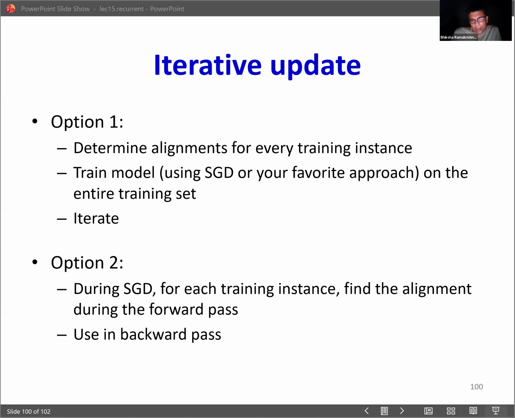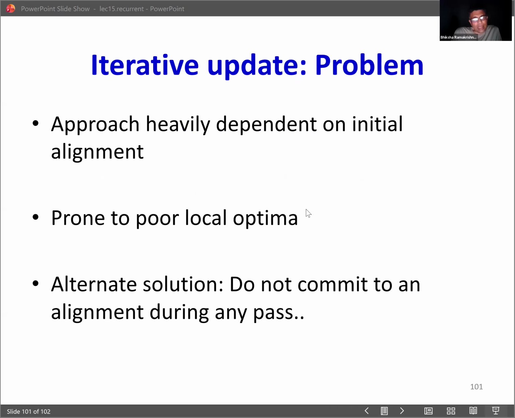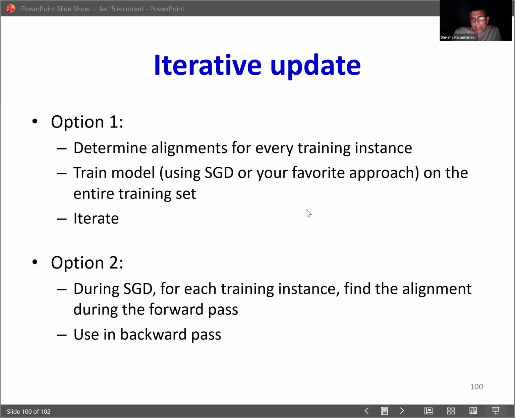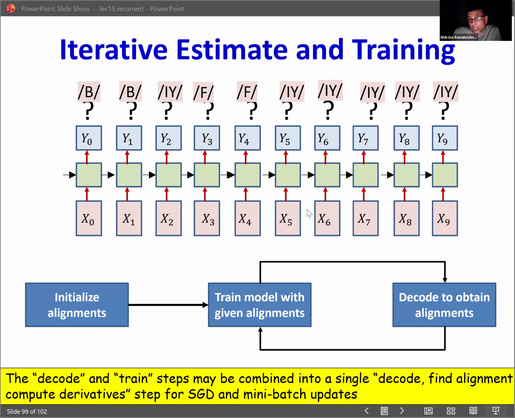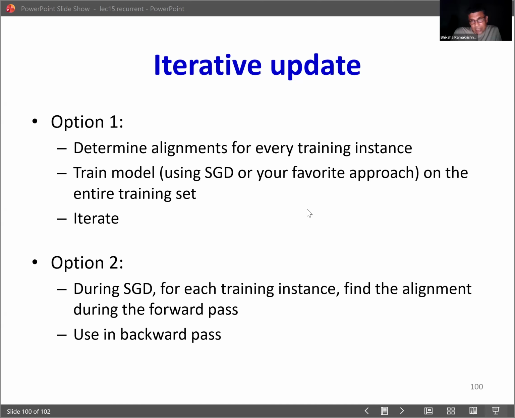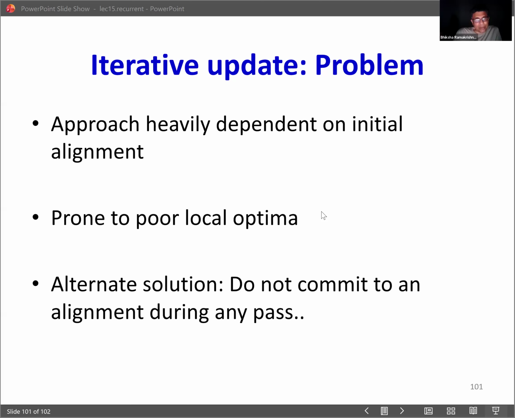And so this is what we do, right? Now, that's a beautiful procedure. And if you have enough data, this almost always works. The caveat is, enough data, and it's also very heavily dependent on having a decent guess for the initial alignment. So it's prone to very poor local optima.